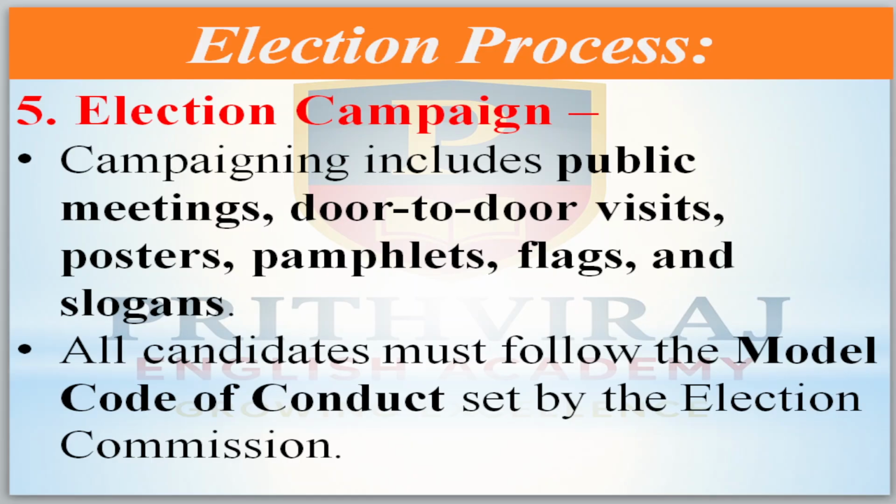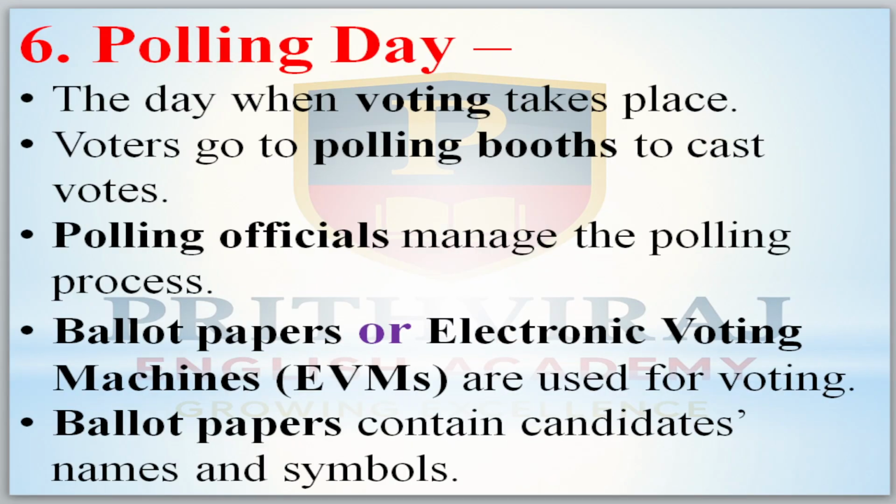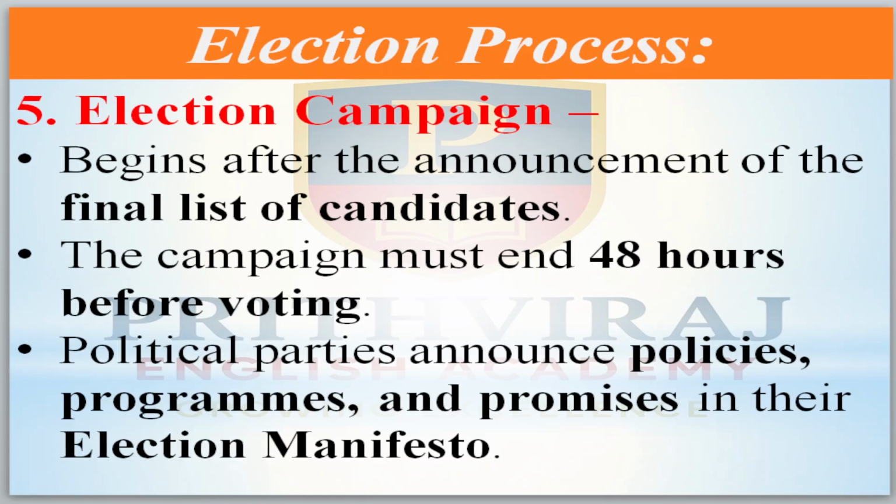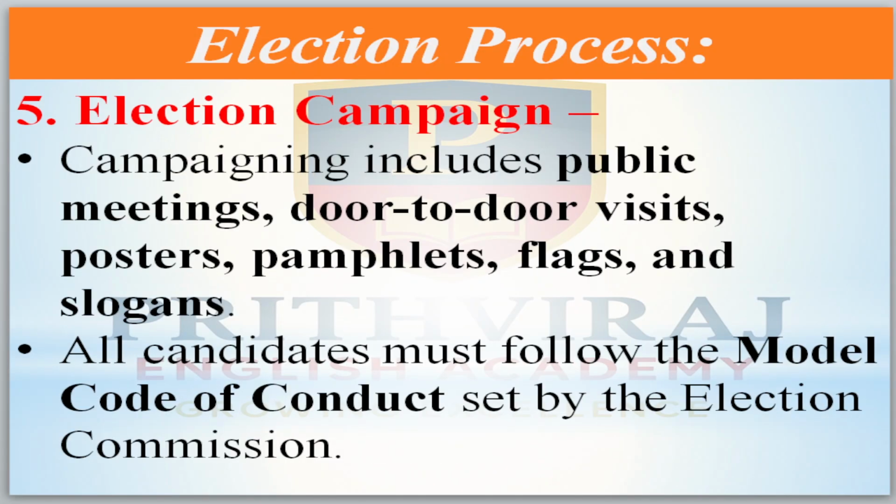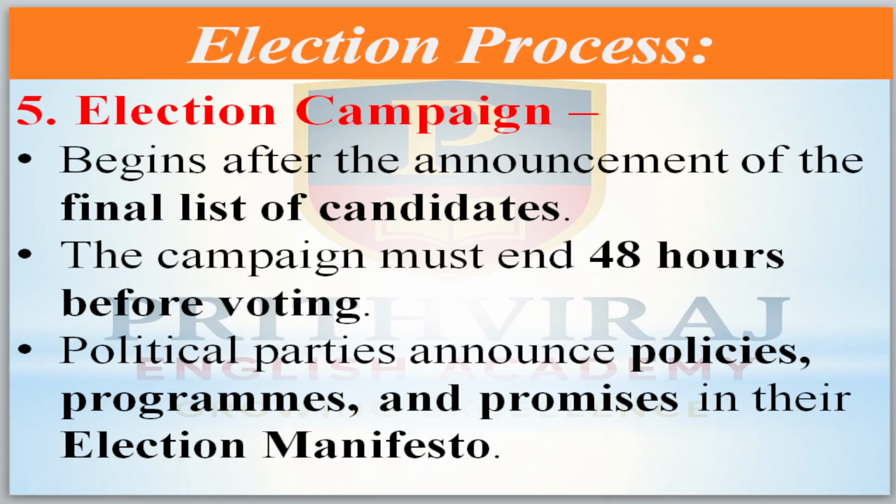All candidates must follow the model code of conduct set by the Election Commission during this time. The election campaign begins after the announcement of the final list of candidates. After the withdrawal of the nomination, the final list is announced by the Election Commission. After that, the campaign starts. The campaign must end 48 hours before the voting.